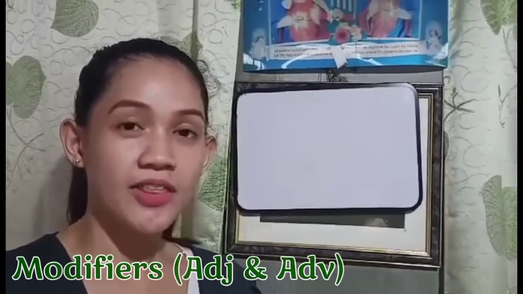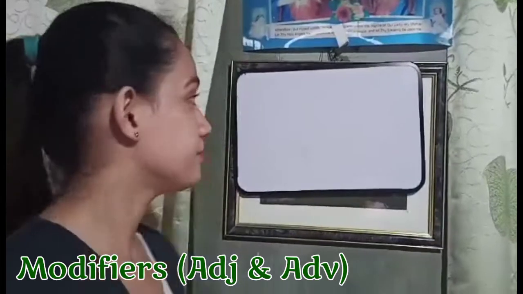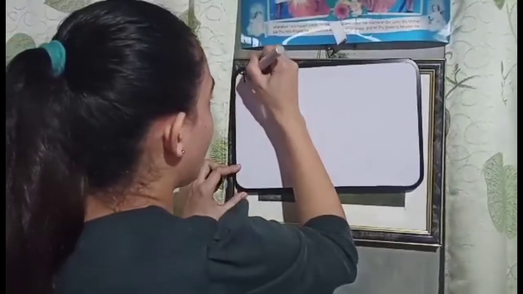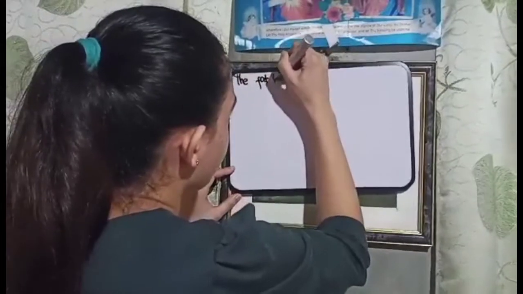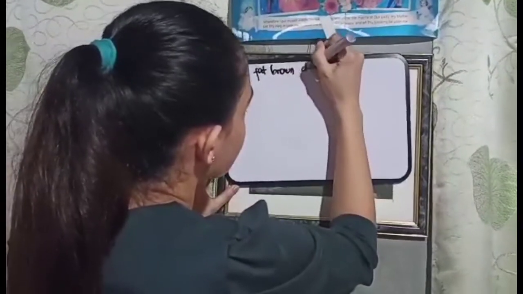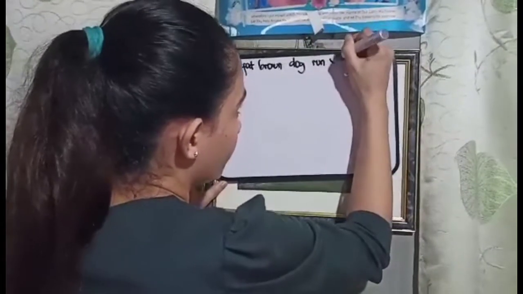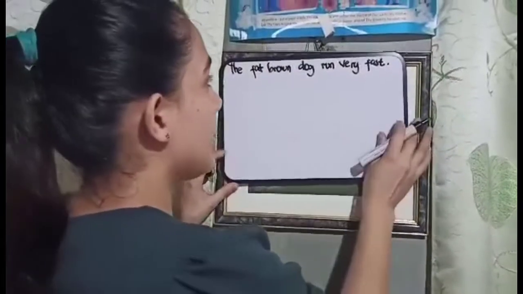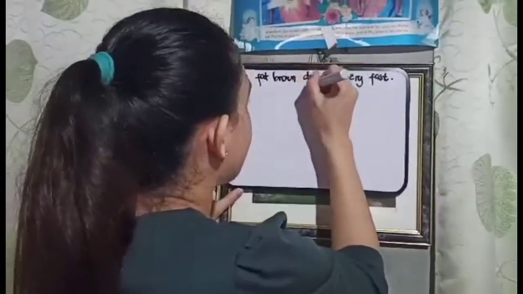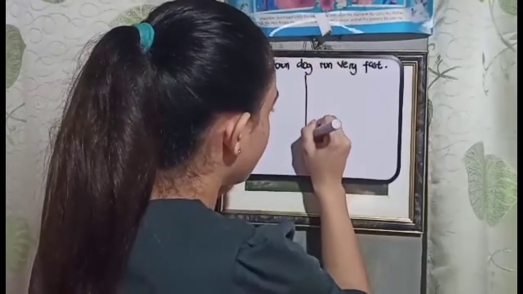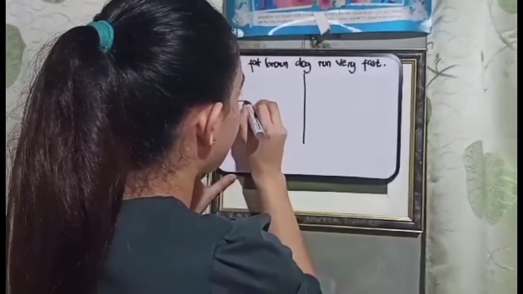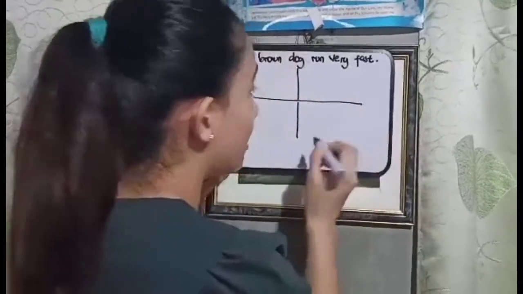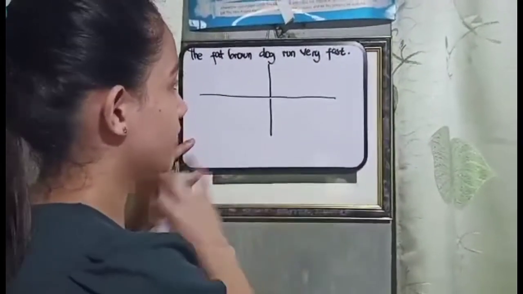The eighth sentence that we will diagram is composed of a part or element that has some modifiers, and those are the adjectives and adverbs. For example, the fat brown dog ran very fast. Again, let's draw a vertical line here and a horizontal line. Always remember that when you are doing this, it should be straight.